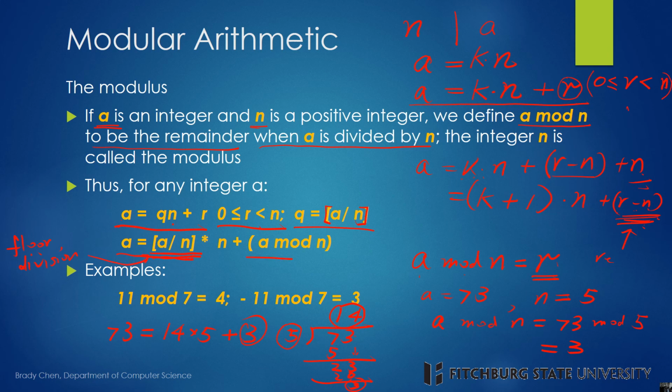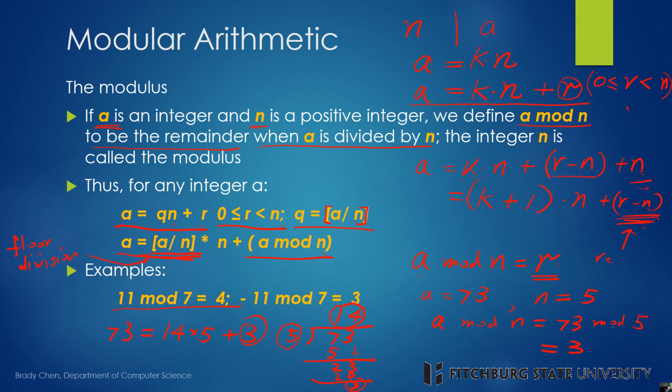And then the second part is the remainder, which is defined as a mod n, right? A mod n is the remainder when a is divided by n. Okay, now here's another example. So 11 mod 7 is 4. Why? Because when we divide 11 by 7, we get a quotient 1 and a remainder 4.